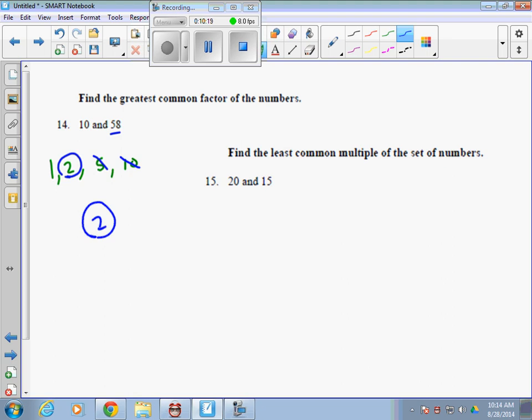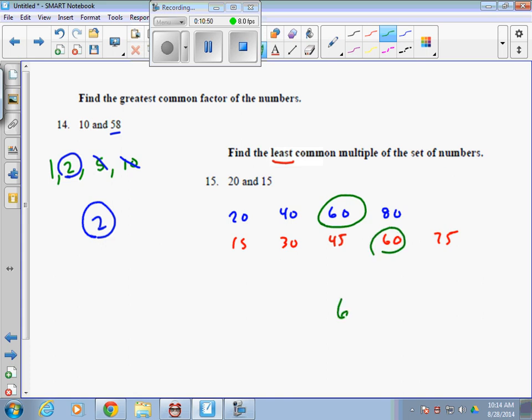Now 15 is the other one you've got to know, the least common multiple. The smallest number both of these go into. All this means is when you count 20, 40, 60, 80, it keeps counting like that. You do the same thing with your 15s. 15, 30, 45, 60, 75, it keeps counting. Notice though, the least common means the smallest number that they have in common, which is 60.